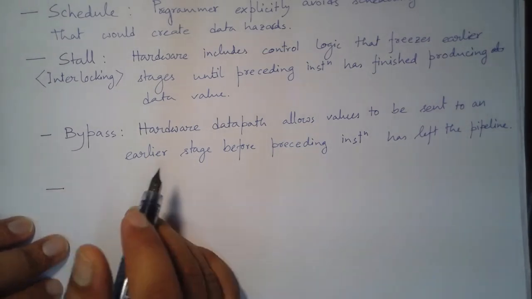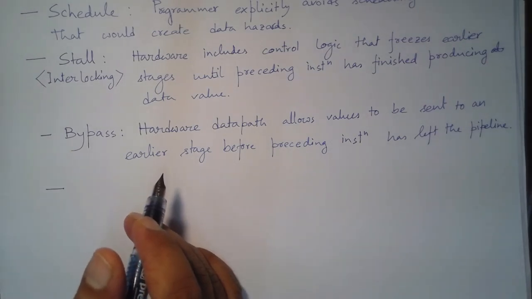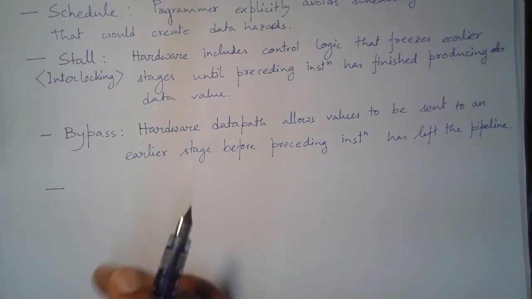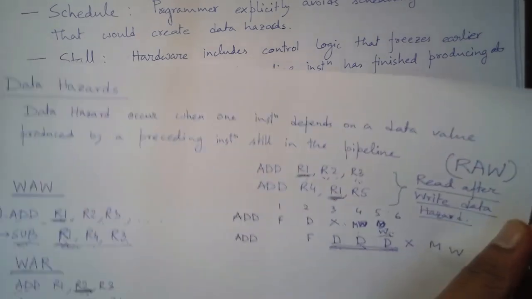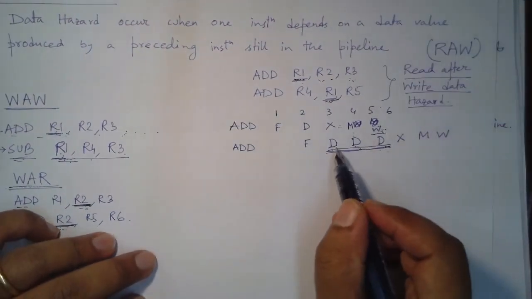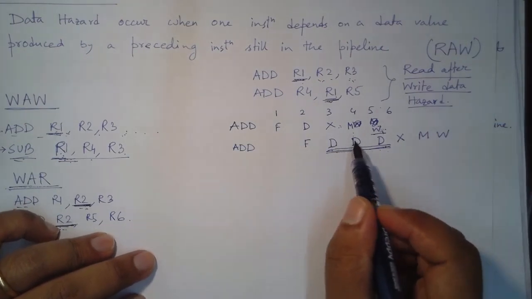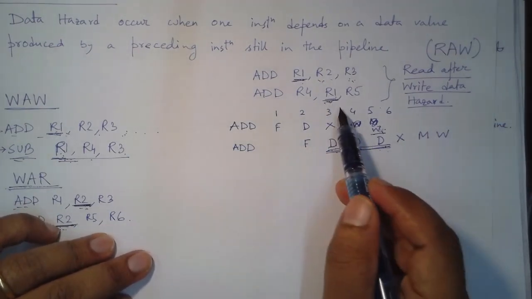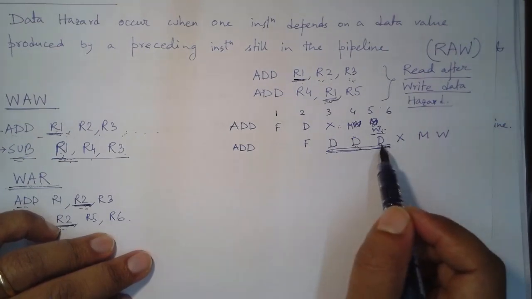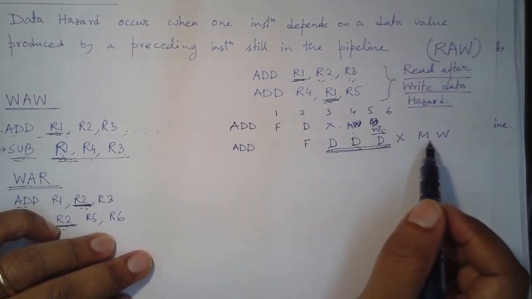So, what we will do, we will guess that there is not a problem if incorrect. In this case you will not stall, and you will speculate that whatever value R1 has currently will be the correct value, and you go ahead and execute without stalling.